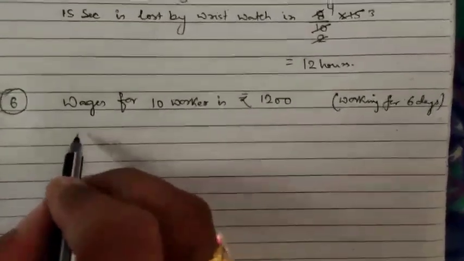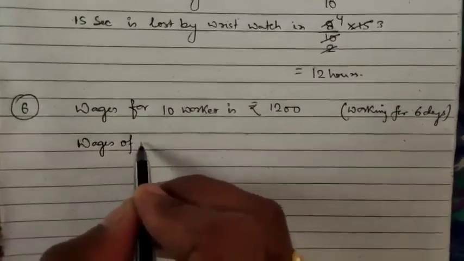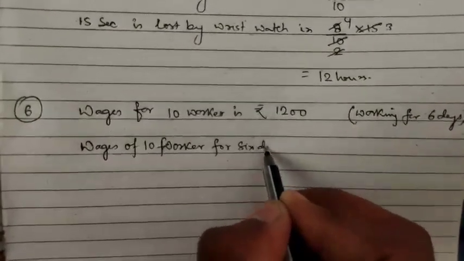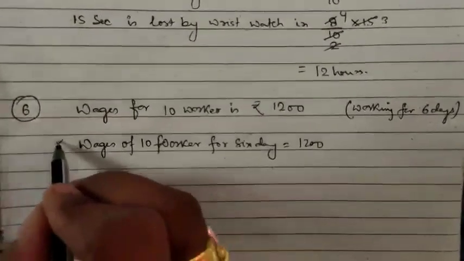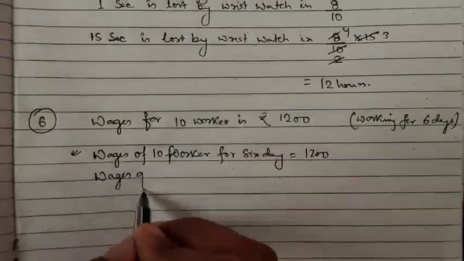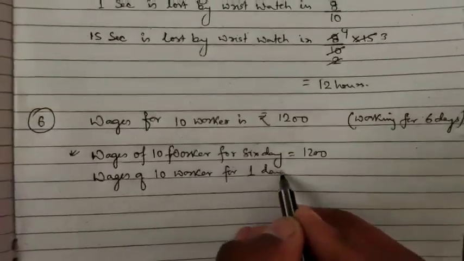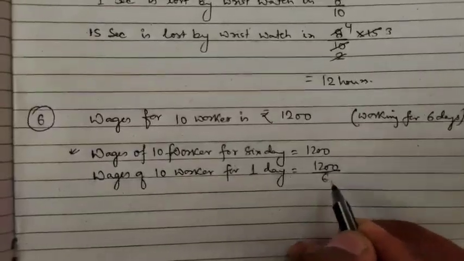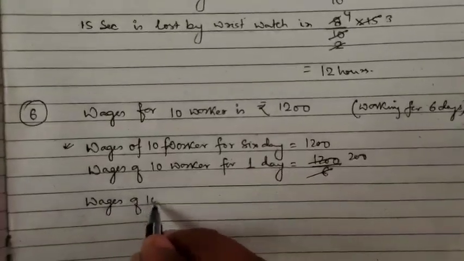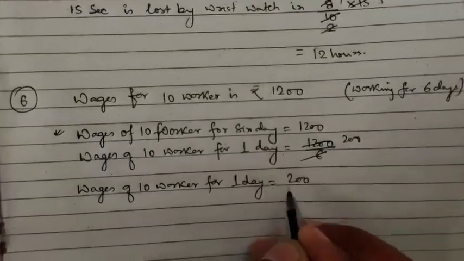So let us first find the wages of 10 workers. Wages of 10 workers for 6 days is equal to 1200. This will be the first statement. Then second, wages of 10 workers for 1 day. This 6 we will convert into 1, that is 1200 by 6. 6 twos are 12, that means wages of 10 workers for 1 day is equal to rupees 200.